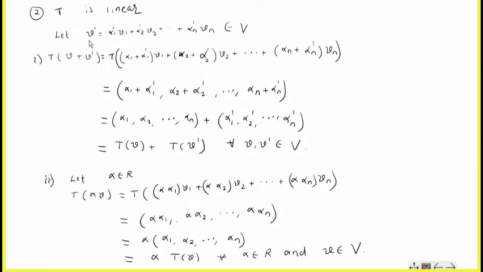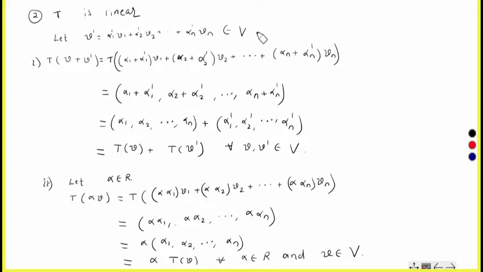We are going to prove that this transformation T is linear. So let v dash is equal to alpha 1 dash v1 plus alpha 2 dash v2 plus and so on alpha n dash vn, where alpha i dash belongs to R for all 1 less than or equal to i less than or equal to n. Now consider T of v plus v dash. v plus v dash is nothing but alpha 1 plus alpha 1 dash into v1 plus alpha 2 plus alpha 2 dash into v2 and so on alpha n plus alpha n dash into vn.